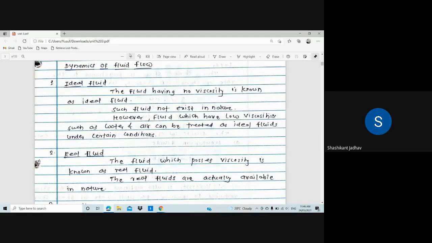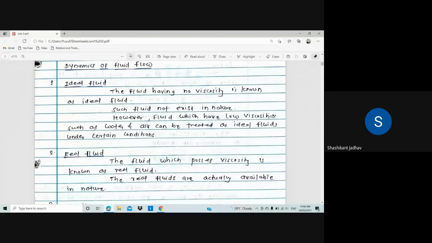So as we know, what is meant by ideal fluid: the fluid having no viscosity. ज्या फ्लुइडची विस्कॉसिटी 0 असणार आहे ते फ्लुइड म्हणजे आयडियल फ्लुइड. ओके, तर असं फ्लुइड अस्तित्वात नाहीये. Write down the first fluid as the ideal fluid: the fluid having no viscosity. ज्या फ्लुइडला विस्कॉसिटी नाही आहे त्या फ्लुइडला आयडियल फ्लुइड म्हटलं जाते.